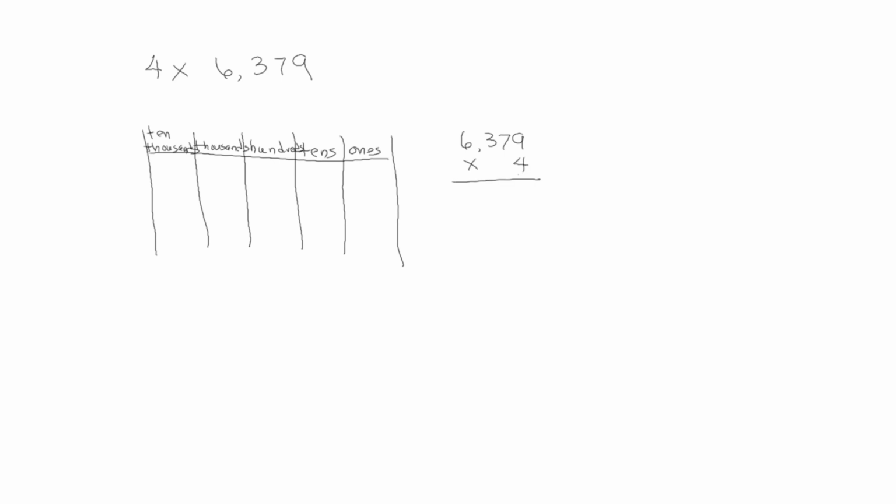starting with ones. We multiply 9 times 4, and we get 36 ones. So we're going to show that here as 3 tens and 6 ones. Then we go to the tens. We have 7 tens times 4, which would be 280. And we'll show that here as 2 hundreds and 8 tens.